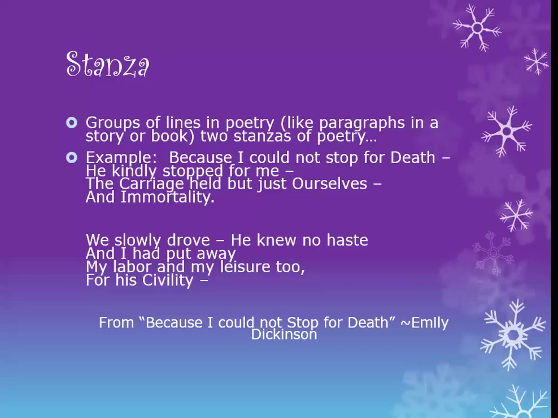So in this poem, Emily's talking about when she dies, and she didn't want to die, but she had no choice because it was the end of her life, and the carriage is like the angel of death coming to get her. And when it says, I put away my labor and my leisure too for his civility, again, she didn't want to die, but she had to get into the carriage and go on to the beyond. And she had to give up working and having fun because that's what death wanted.